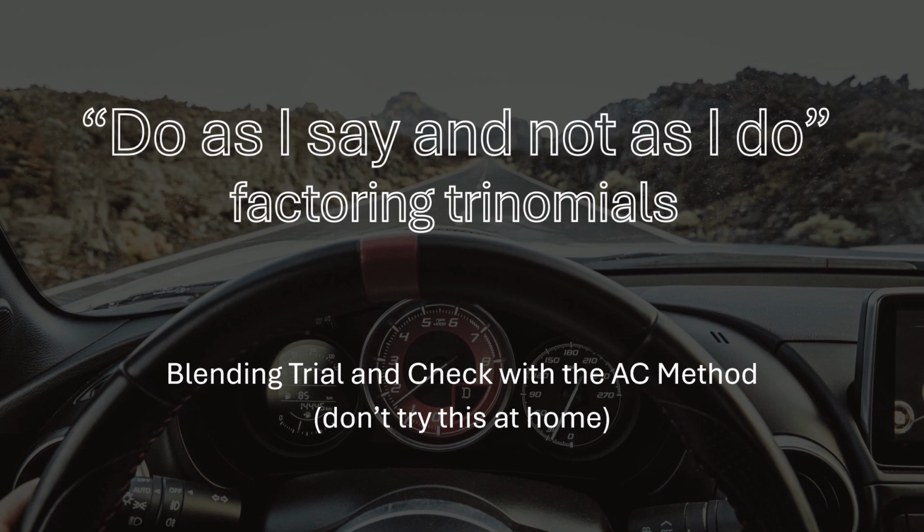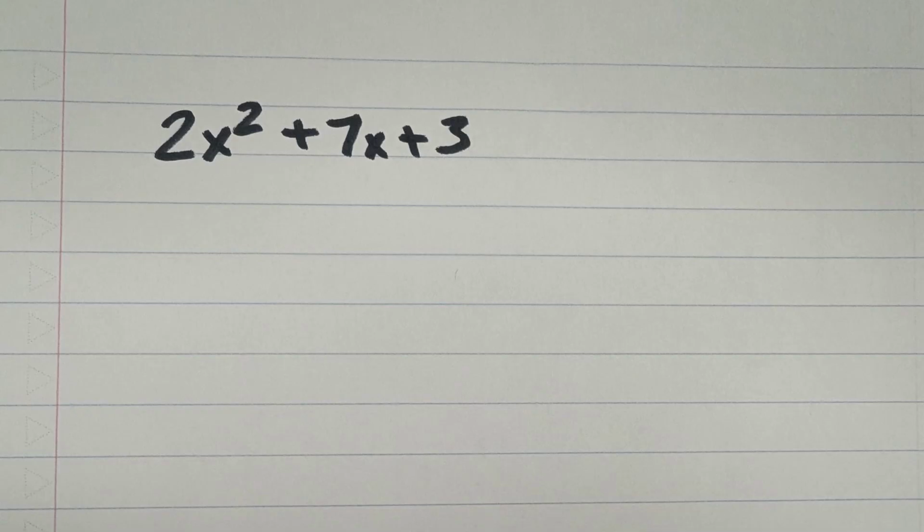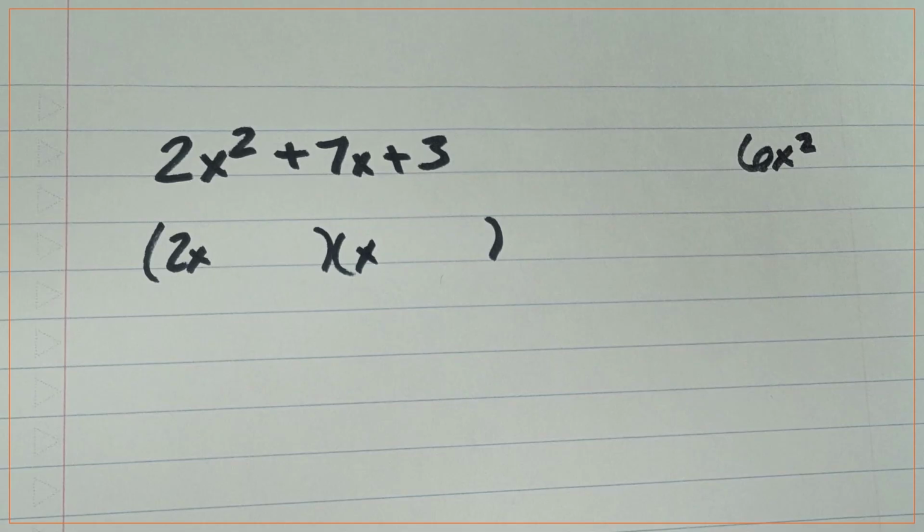This is absolutely a do as I say and not as I do. I'm not going to have you blend these methods, but here's what's happening in my head. Here's the trinomial. Let's set up trial and check, but let's also multiply the first and last terms together and kind of play with AC method a little bit. Wonderfully, the coefficient of the quadratic is a prime number, so I know that I only have the option of 2x and x. That's all I got.